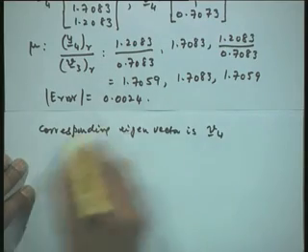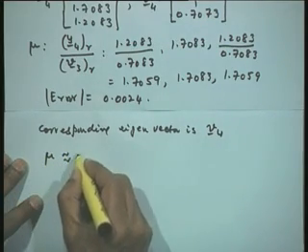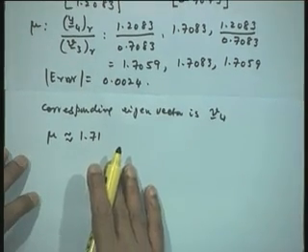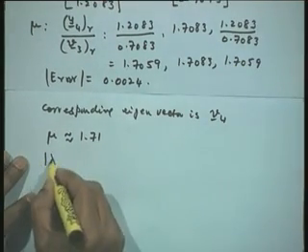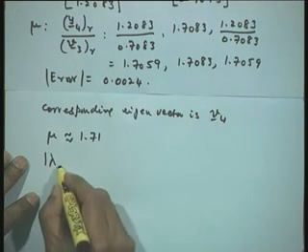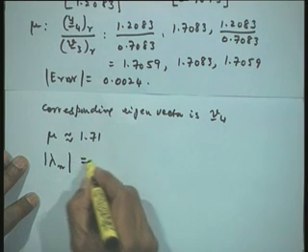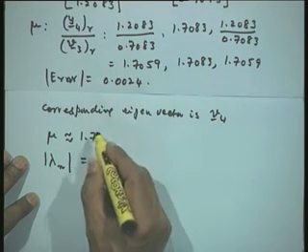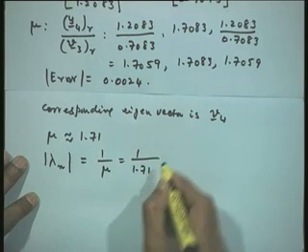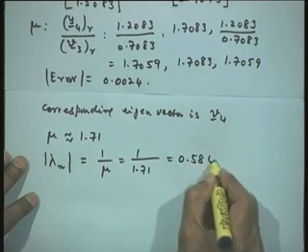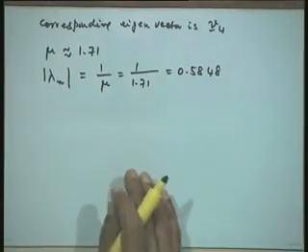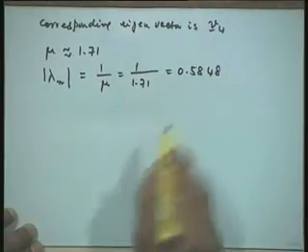Now, let us approximate mu as, say, 1.71. Then the magnitude of lambda: I want the smallest eigenvalue of the original matrix, that is lambda n, which is equal to 1 upon mu, since mu is the largest eigenvalue of A inverse. Therefore, this is 1 upon 1.71, approximately 0.5848. Of course, I could have kept all the 4 decimal places, but for the sake of illustration I have just rounded it off to 2 places.